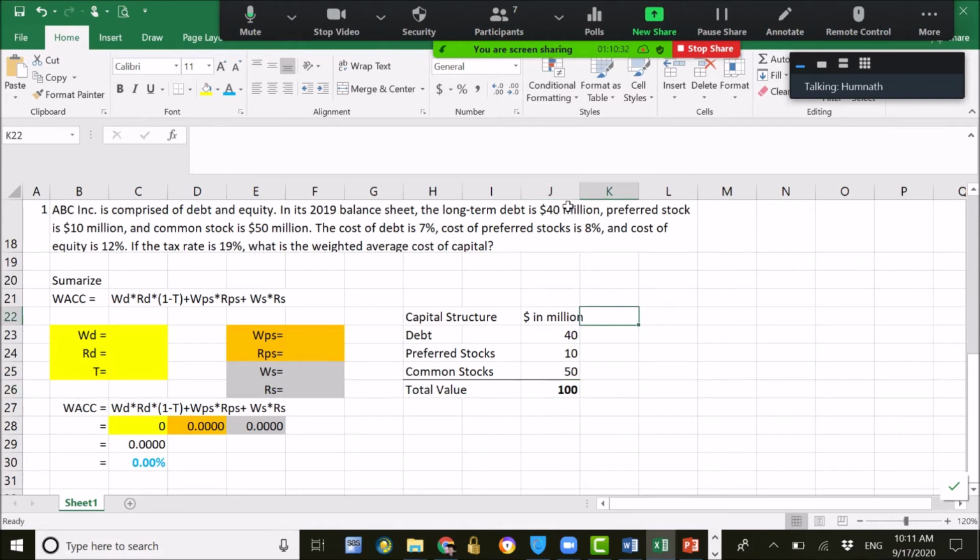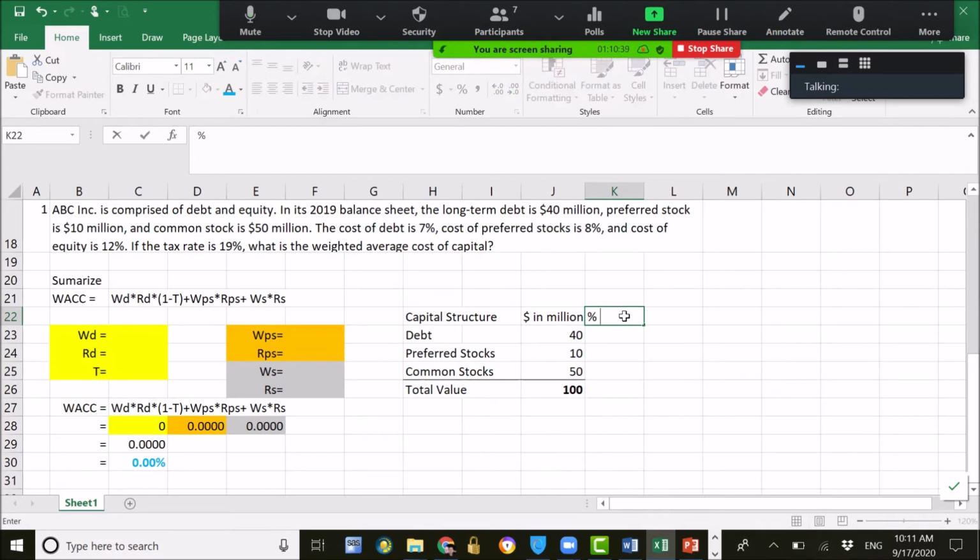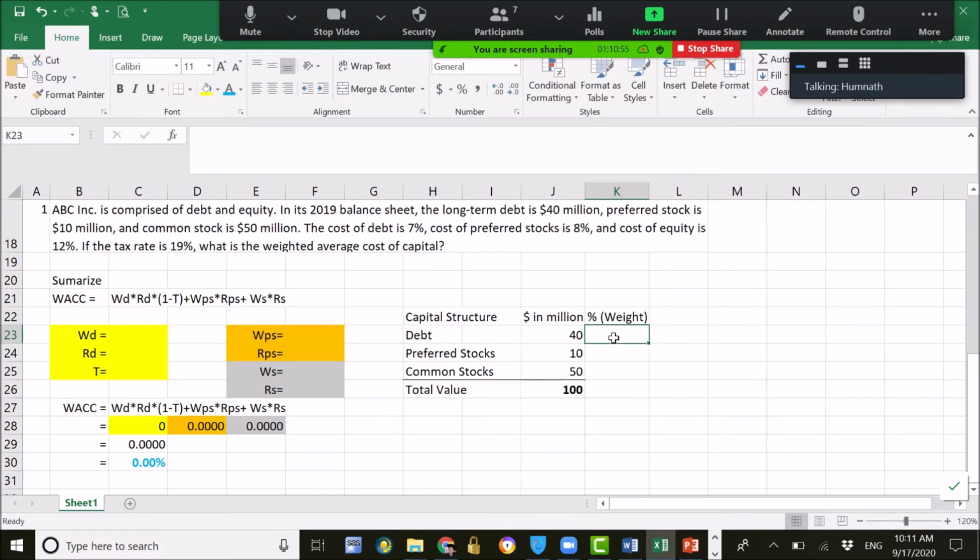Okay, now here we're going to calculate the weights, the percentage. Let me put just weight. Okay, so weight and percentage are the same thing, percent or weight. So how do I calculate debt? What percent debt does the company have? How do I calculate that? Anybody can help me? So how do I calculate this one?